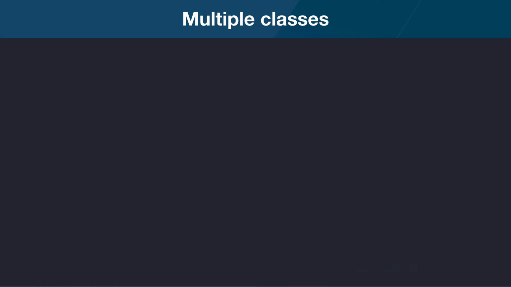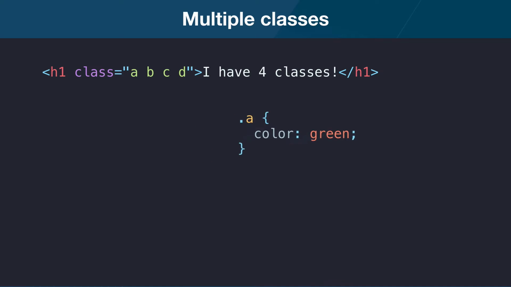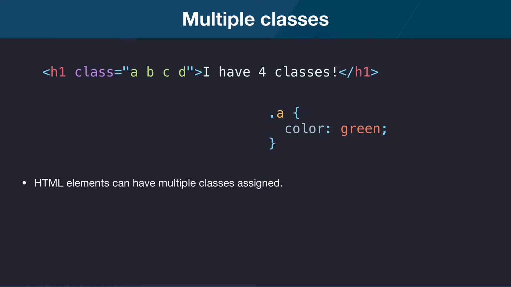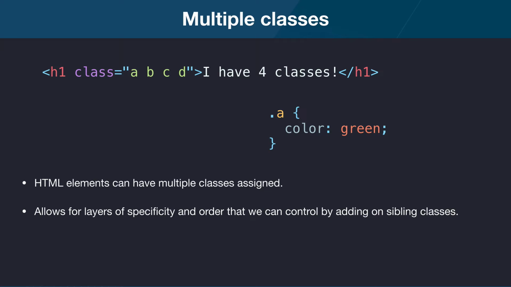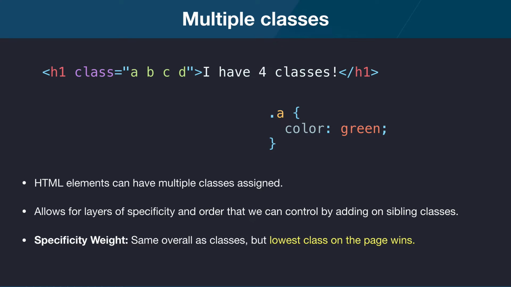So we can have multiple classes. That's one thing that's really important to understand here. We could have an h1 whose classes are A, B, C, and D. It has 4 classes, and we can also style just the A, give it the color green. HTML elements can have multiple classes assigned, so you can add as many of these classes as you'd like to tweak your individual elements. That allows for layers of specificity and order that we can control by adding on sibling classes. So you can control things a little bit more by adding classes to your elements. The specificity rule here is the lowest class on the page wins. So if A had the color green and D had the color of blue, blue would win.